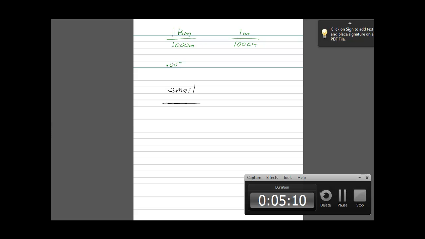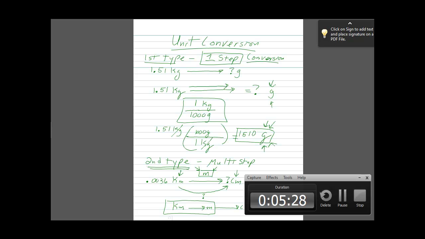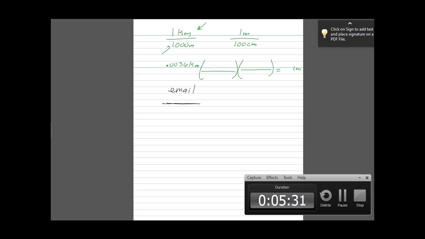So I'm starting off again with 0.0036 kilometers, and I know that it's going to take me 2 steps to do it. And in the end, I hope to get the unit of centimeters. Now, the first step is going to be going from kilometers to meters, and so we need this relationship right here. So the first thing I'm going to do is go to meters. So which way do I use this conversion? Well, in this case, to get to meters, I need to have the meters up on top. And notice the unit of kilometers on the bottom cancels out, leaving me with the unit of meters, which gets me to the halfway point.